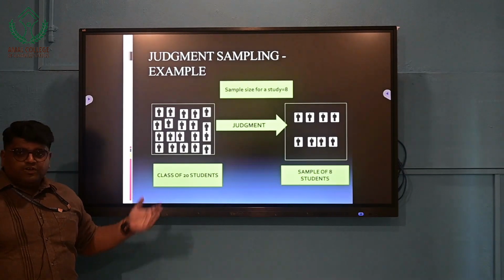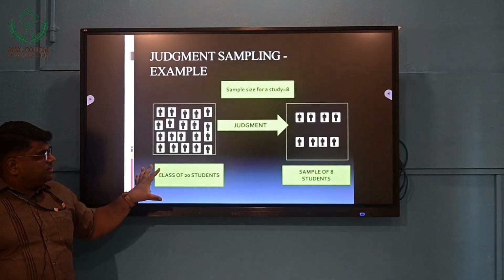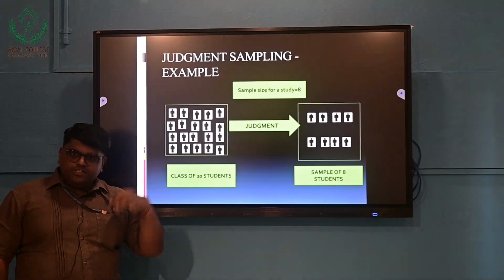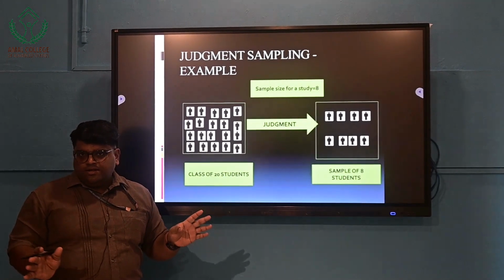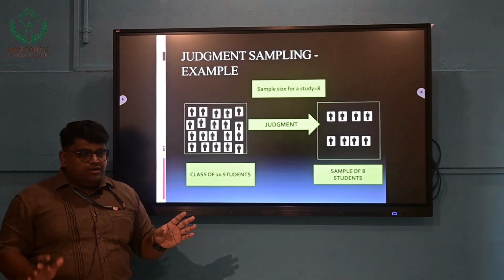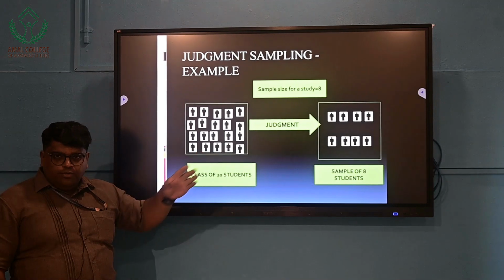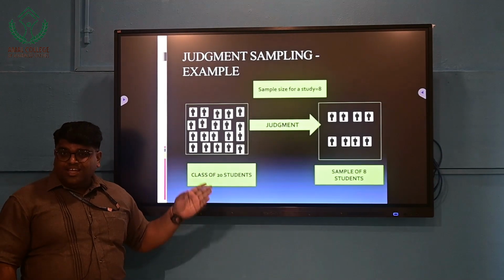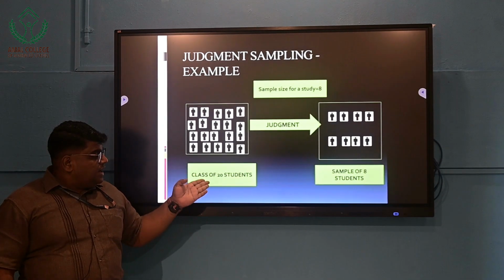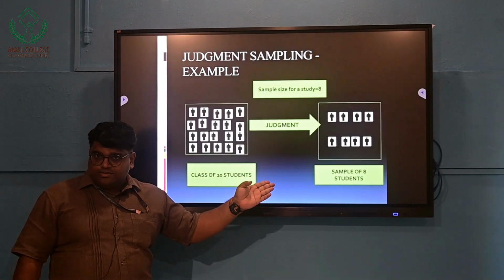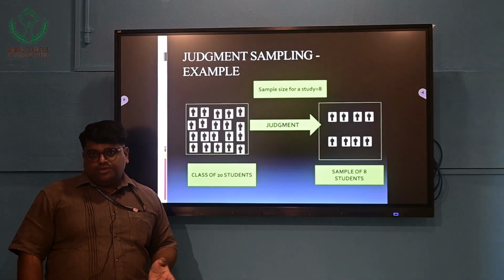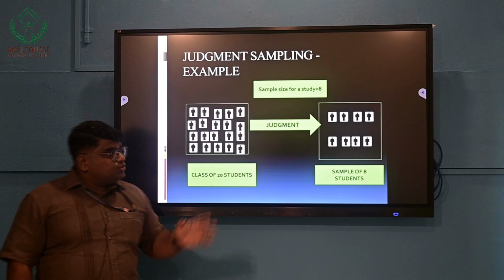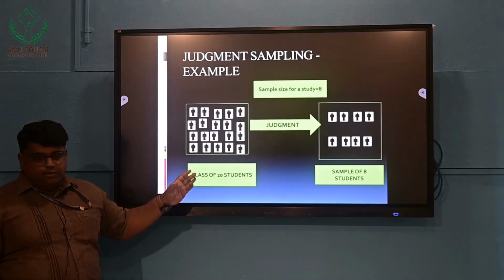So this is purely the judgment of the researcher, because out of 20 students I have chosen only 8 purely on the basis of my judgment. There is nothing scientific behind that. There are other students, but I am not taking them into consideration. I am not taking 50% of the total population. That is, out of 20 students I should have taken 10, but I have taken only 8, and that also on the basis of my judgment only. So this is purely a judgment sampling example.